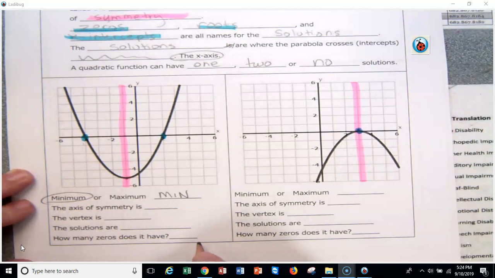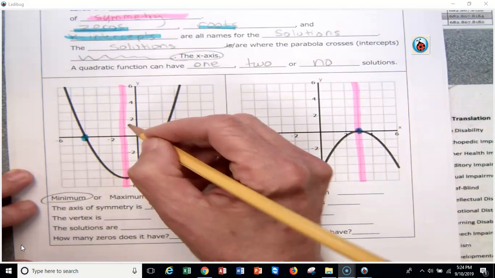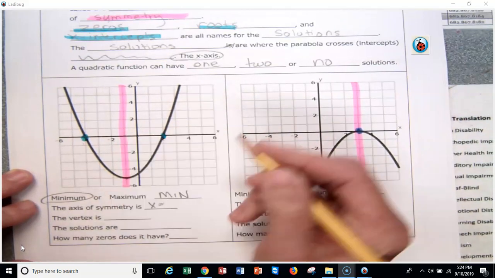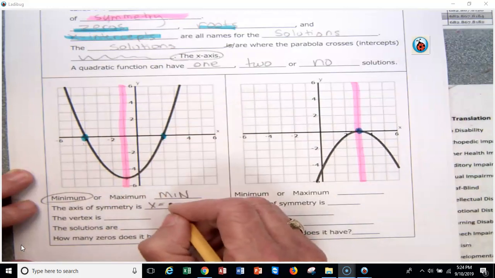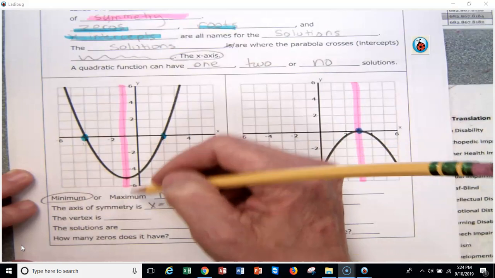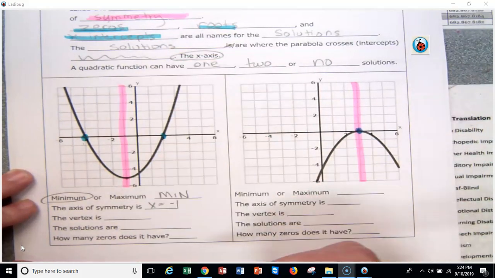And the axis of symmetry. Now the axis of symmetry is a line. So to identify the line, we have to name it by using x equals. In this case, this is my origin, so this is -1, so it's x equals -1. I don't have to give it a y value at this point because it's just the axis of symmetry, just that line down the middle.